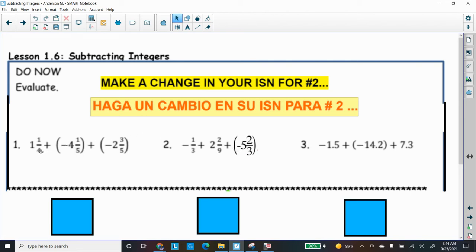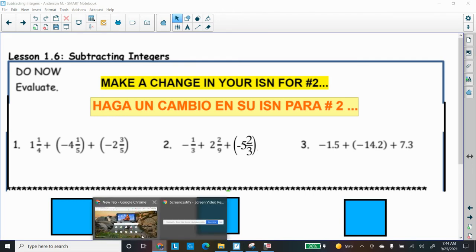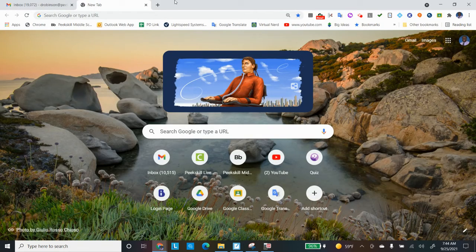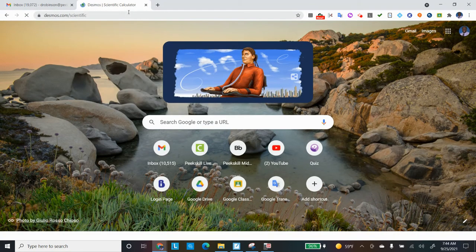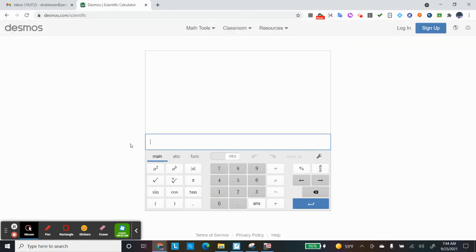All right, so here's our first question. We want to add 1 1/4 plus negative 4 1/5 plus negative 2 3/5. If you remember from our last video, we used a calculator to deal with that, and I'm going to get the Desmos Scientific Calculator and type all that stuff in there.